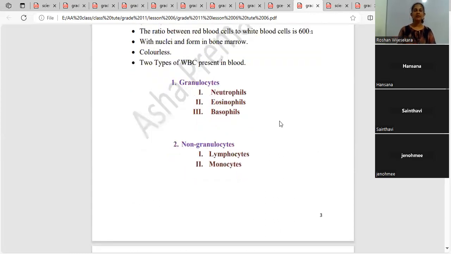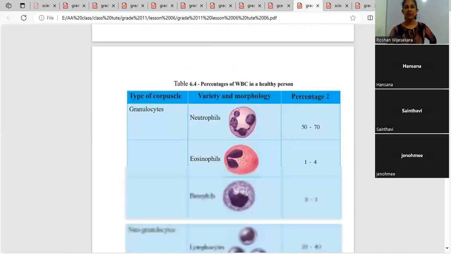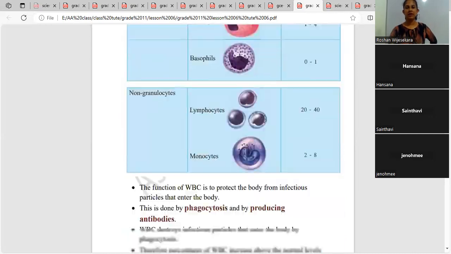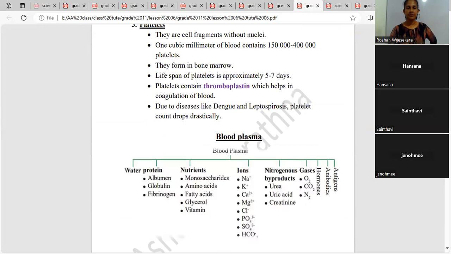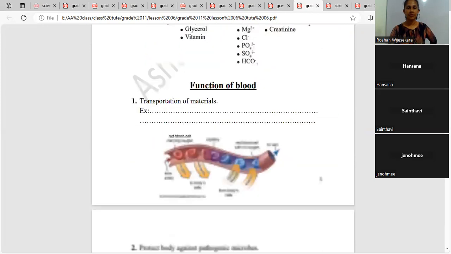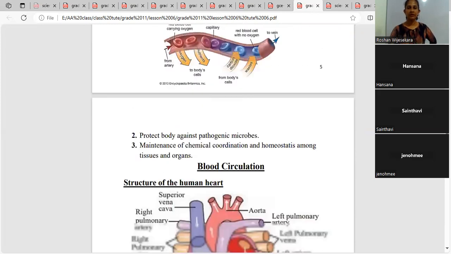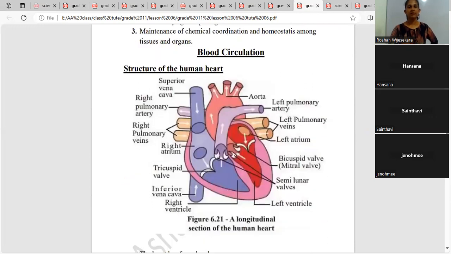When considering white blood cells, there are two types, granulocytes and non-granulocytes. Granulocytes are neutrophil, eosinophil and basophil. Non-granulocytes are lymphocytes and monocytes. This was also asked in the question paper: what are the granulocytes and what are the non-granulocytes? And blood plasma, the function of blood, and the process of blood circulation.